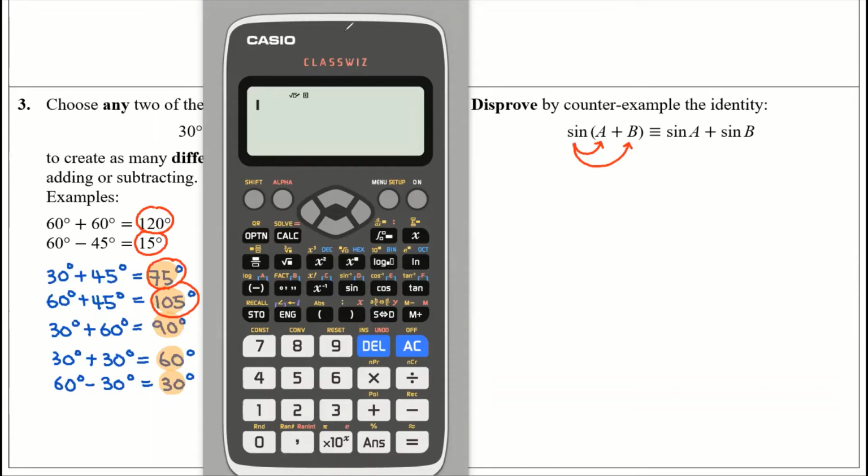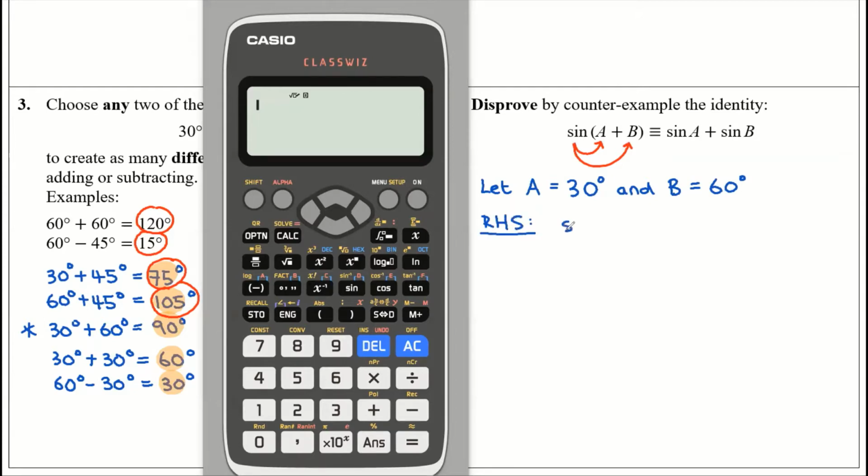I'll just give you something reasonably straightforward. So let's say let A equal 30 degrees, and B we can use as 60 because we've got those ready-made angles on the left-hand side over here. Now, if we sub all this into the identity, I'm going to start with the right-hand side first of all. I'm going to do them separately.